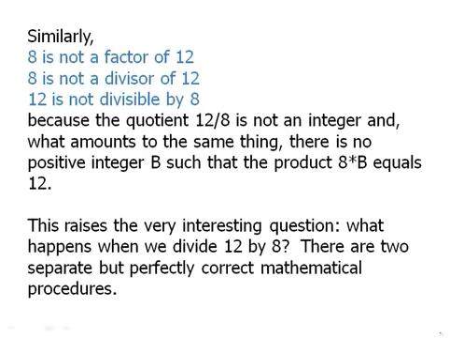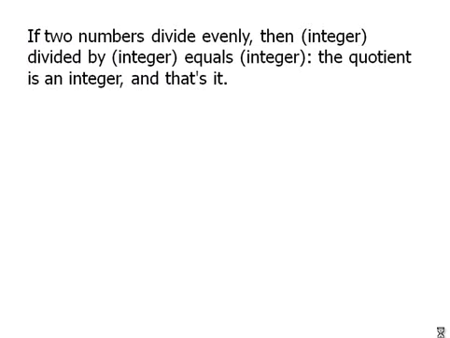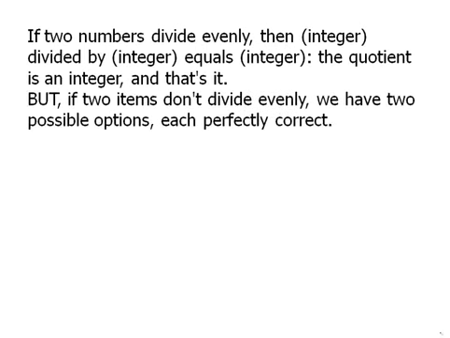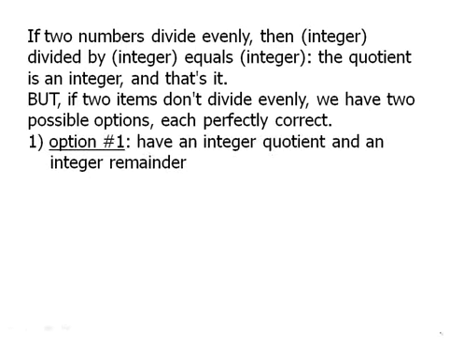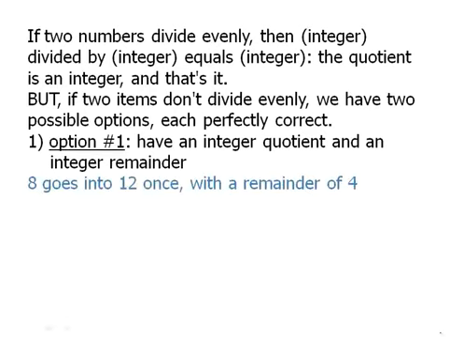There are two separate but perfectly correct mathematical procedures. If two numbers divide evenly, then integer divided by integer equals integer. The quotient is an integer and that's it. That's very easy. But if the two items don't divide evenly, we have two possible options, each perfectly correct. Option number 1 is to have an integer quotient and an integer remainder. So there we would say 8 goes into 12 once, a quotient of 1 with a remainder of 4.